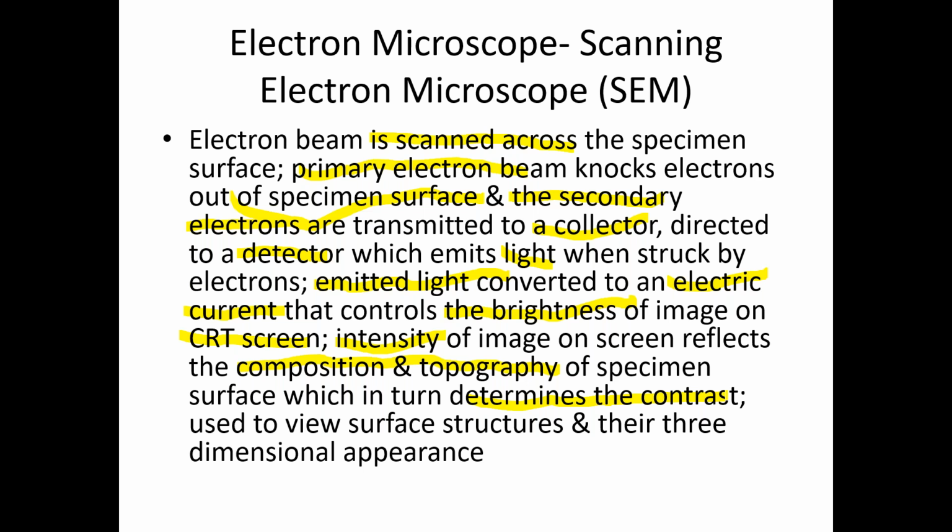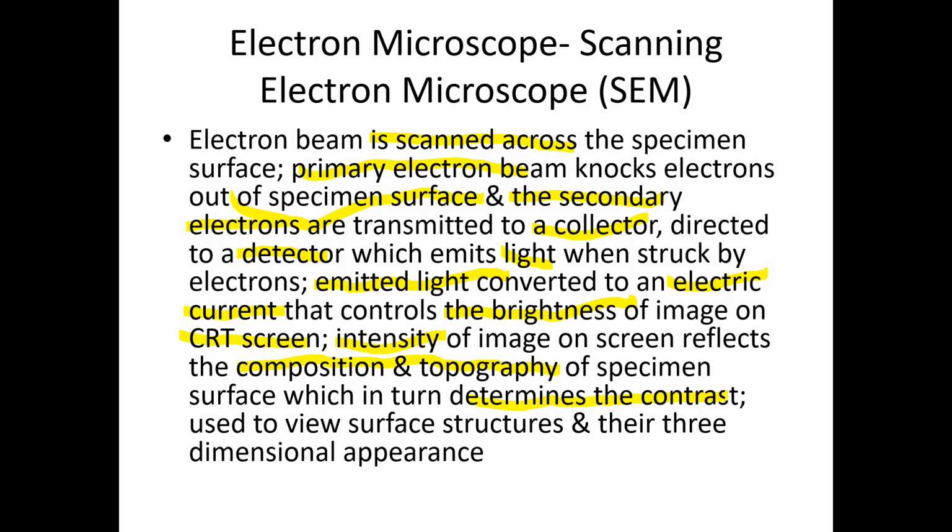And finally, final point, scanning electron microscopy is used to view surface structures and their three-dimensional appearance. For example, if we are observing a flagellated microorganism, we can very well observe the structure of flagella and its three-dimensional appearance in scanning electron microscope. So scanning electron microscope is basically used to view surface structures and their three-dimensional appearance.